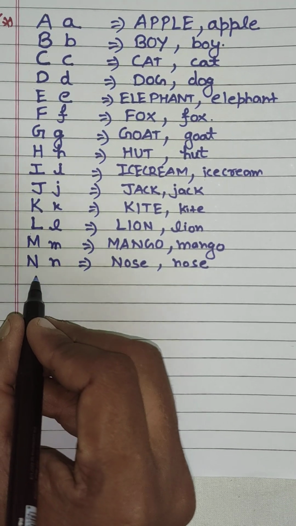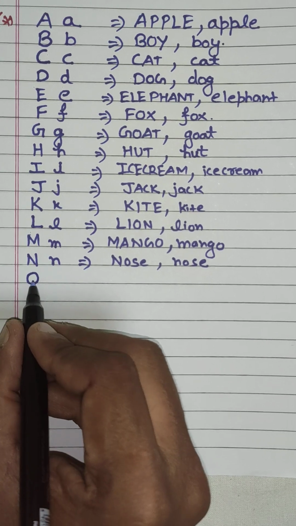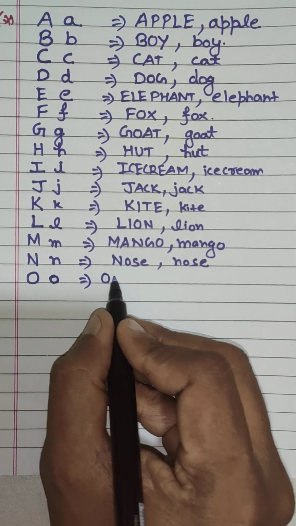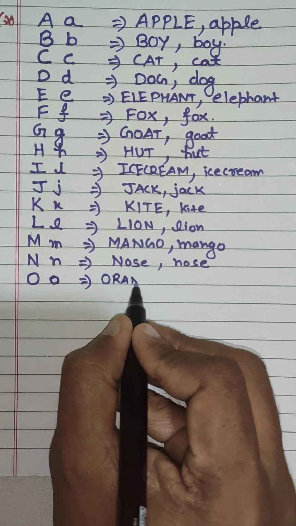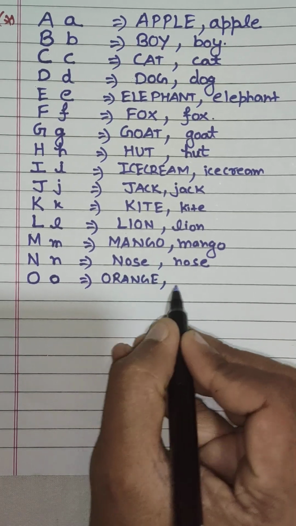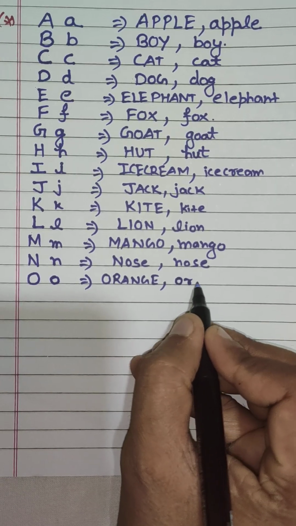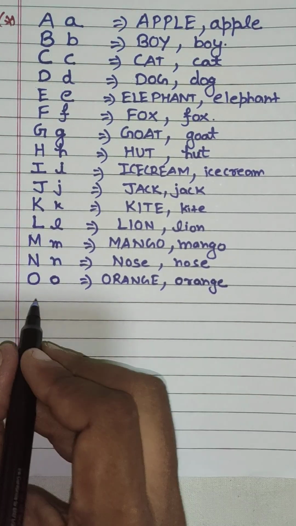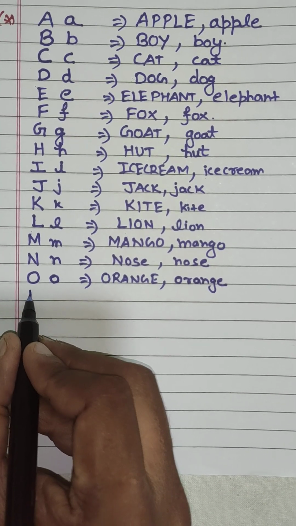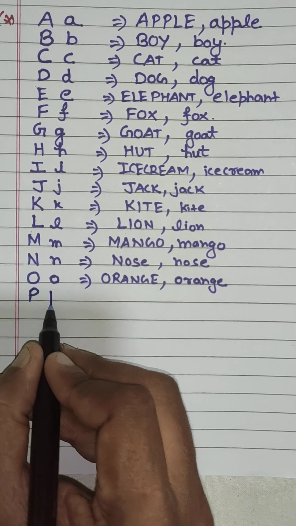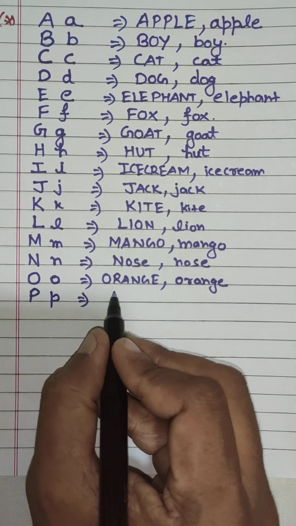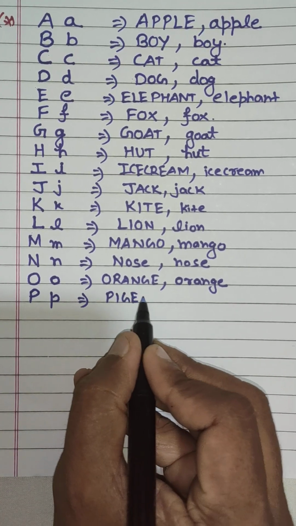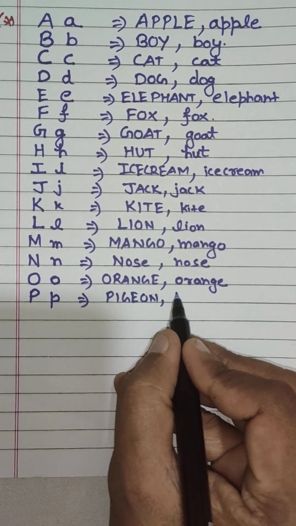Then again alphabet O, in uppercase and in lowercase. O for orange. Orange. Now again it will be P, capital P, and in lowercase we will write small p. P for pigeon. Pigeon.